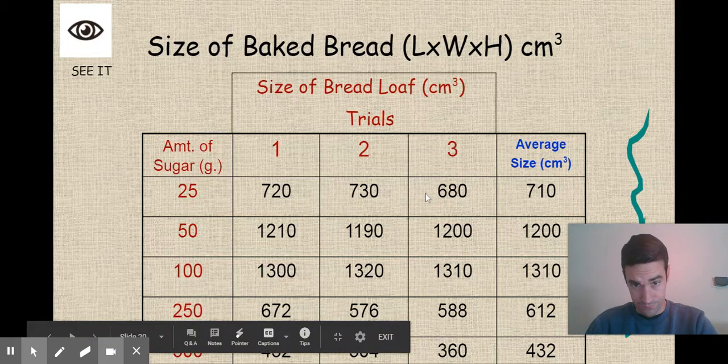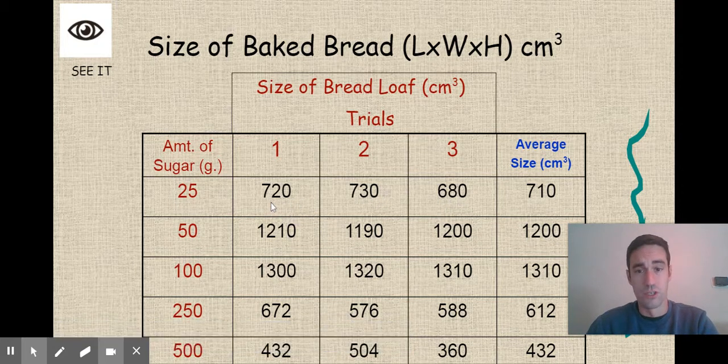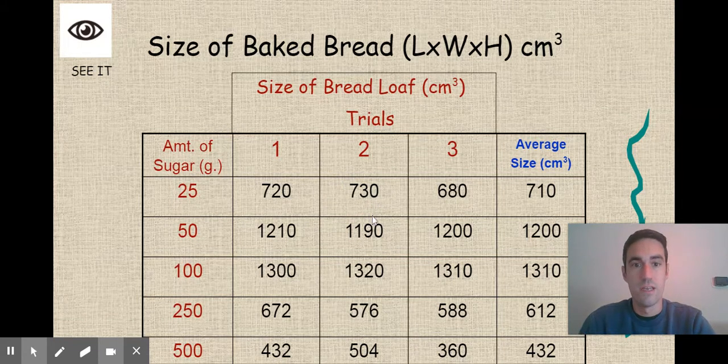So for example, in his 25 grams of sugar, one of his bread loaves came out to be 730 cubic centimeters. Another one came out to be 680. So there might have been something very slightly different about them, but that's why you use an average, so we can see what this data looks like as a whole.